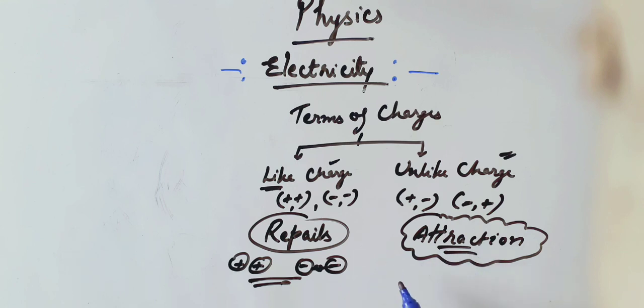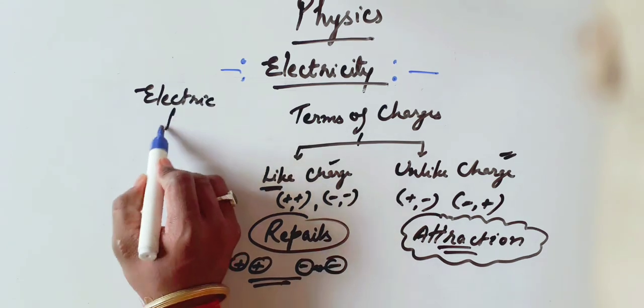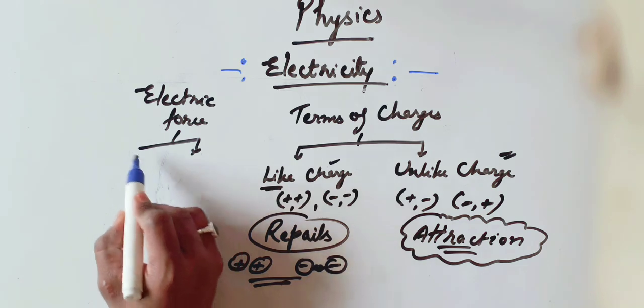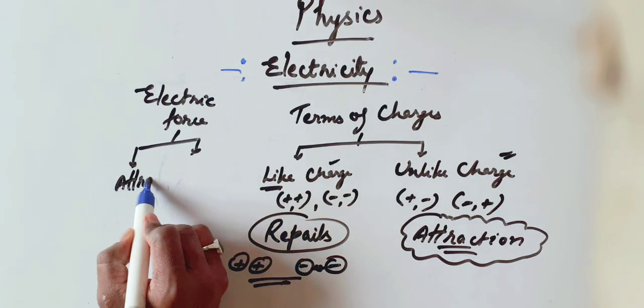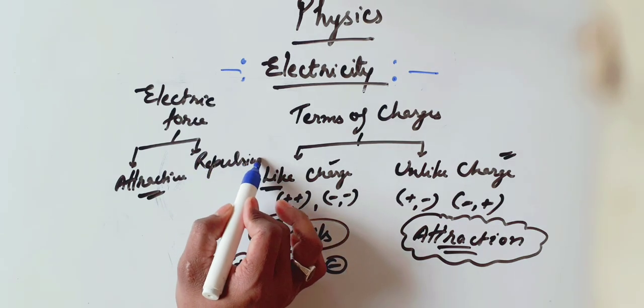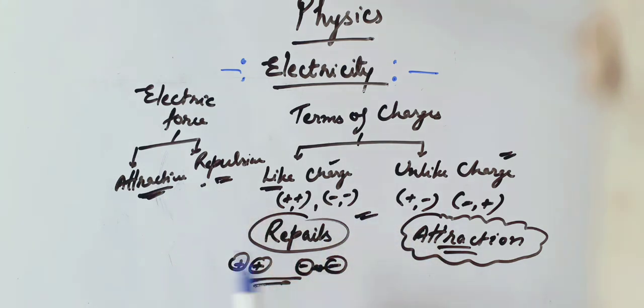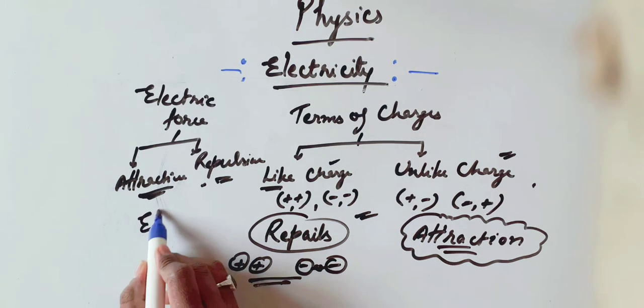So there are two types of electric forces. One is attractive, and the other is repulsive. Like charges always repel each other and unlike charges always attract each other. Why like charges repel and unlike charges attract, I will discuss after some time. So what do you mean by electric field?